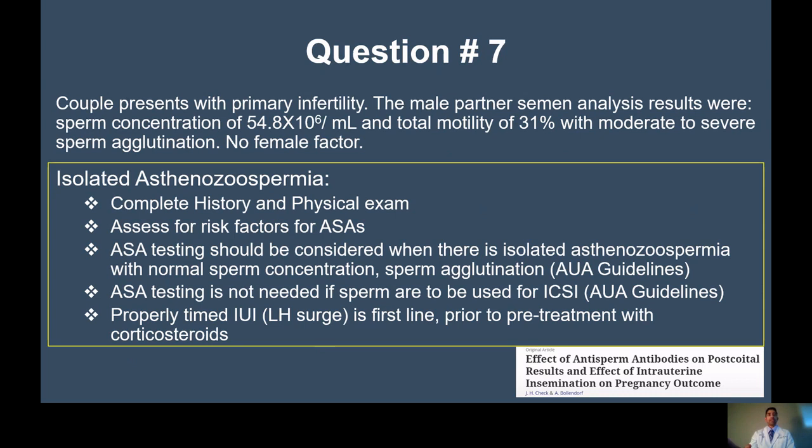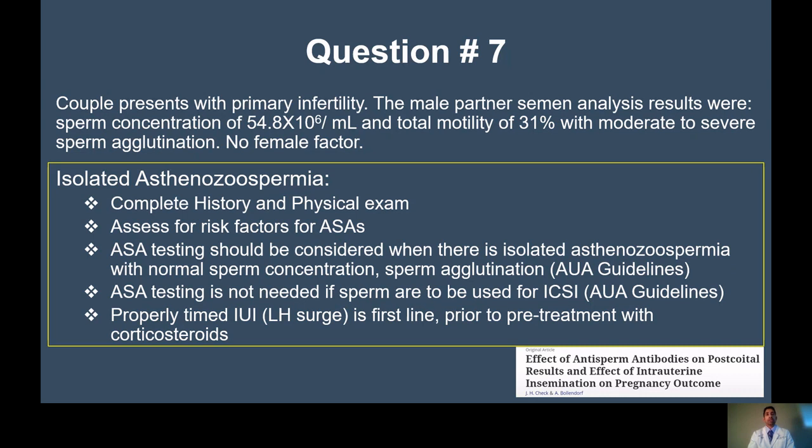This is a patient with isolated asthenospermia. Once again, you want to obtain a complete history and physical examination, and assess for varicocele or any other pathology. You want to assess for risk factors for anti-sperm antibodies, so any previous surgical history or trauma to the genitalia. Now, the AUA guidelines do recommend testing anti-sperm antibodies when there's isolated asthenospermia with normal sperm concentration and agglutination, as seen in this patient. However, ASA does not need to be tested if sperm are to be used for ICSI, and that is also an AUA guideline.